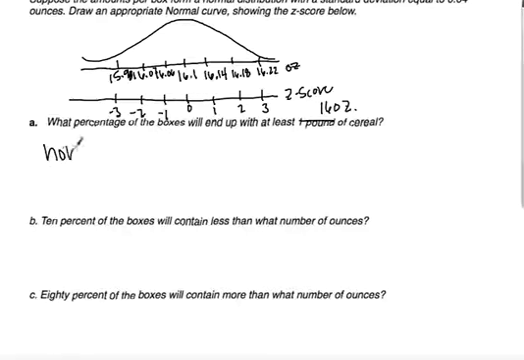So to do this one, you would do normal CDF this time. You are basically going to say if it's going to have at least 16 ounces, then 16 is going to be your lower bound, and your upper bound would be as high as it could go, so 1E99 for positive infinity. Your mean is 16.10, and your standard deviation is 0.04.